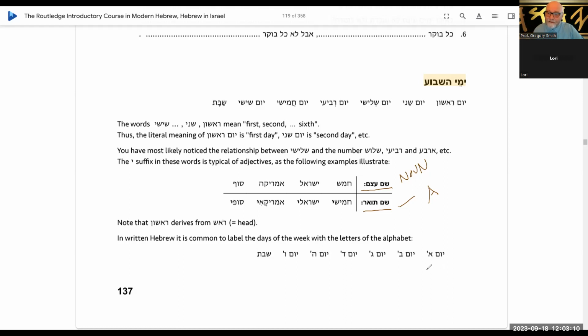So if you look at the aleph, that's the first letter of the Hebrew alphabet. The bet is the second letter of the Hebrew alphabet. The Gimel, third, Dalet, fourth, Hey, fifth. There's the Vav, that's the sixth. And then they don't have one for Shabbat. They don't have an abbreviation. That's what I was looking for, abbreviation.